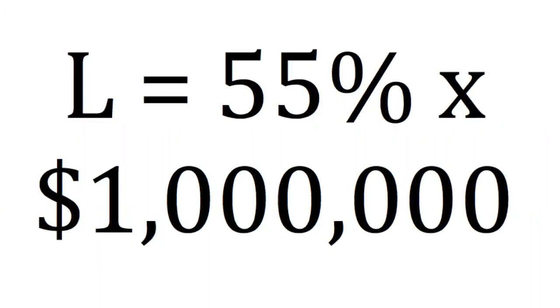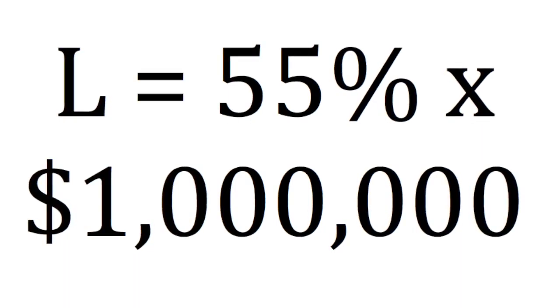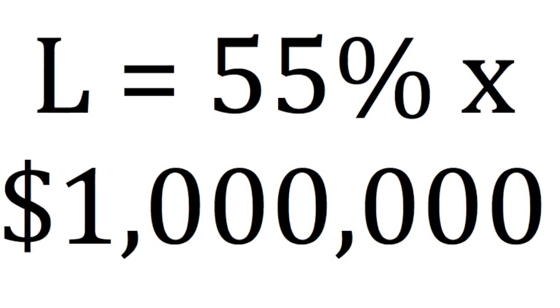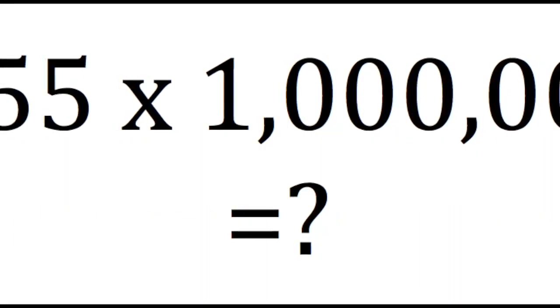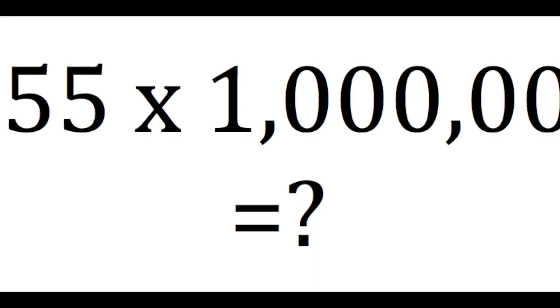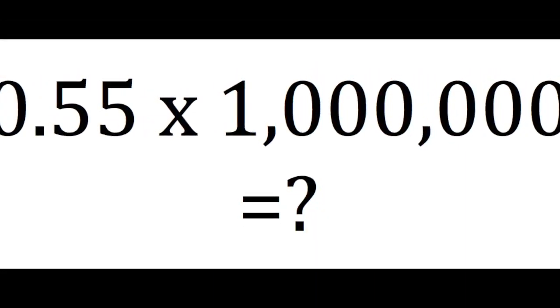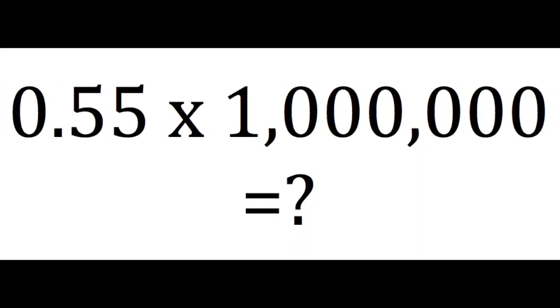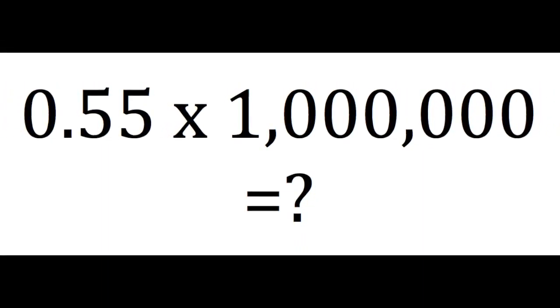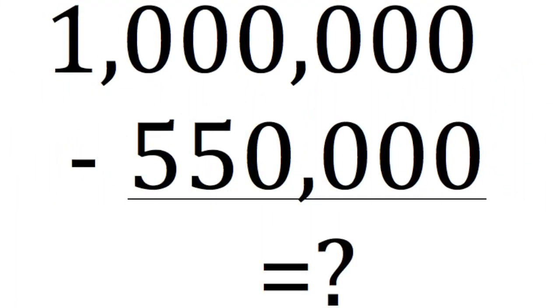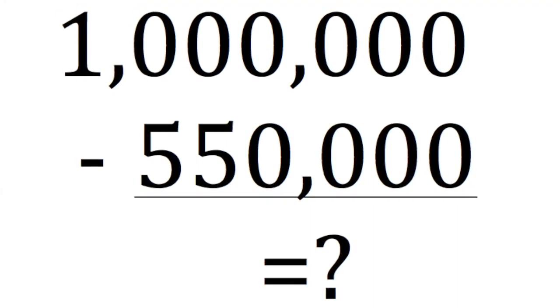Let's start by writing our equations. L, which stands for the amount of money the label will receive, is equal to 55% times a million. Again, we are going to convert 55% to a decimal, giving us 0.55. 0.55 multiplied by a million equals 550,000. So to answer the first part of the question, the label will receive $550,000.